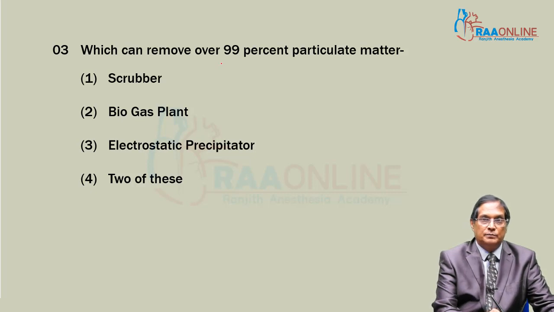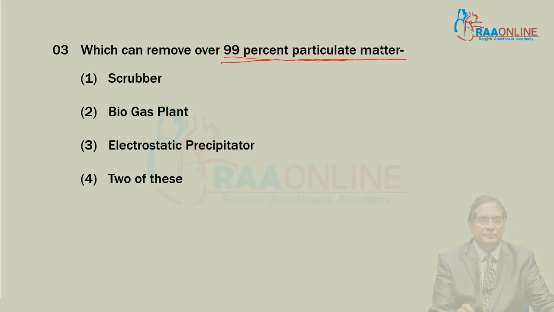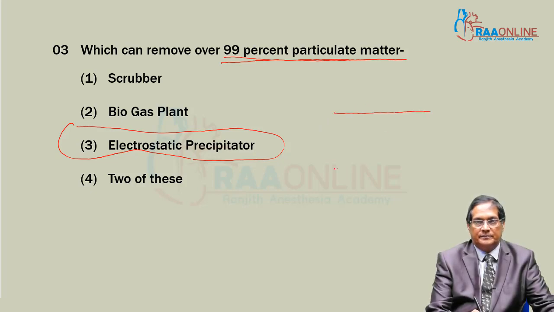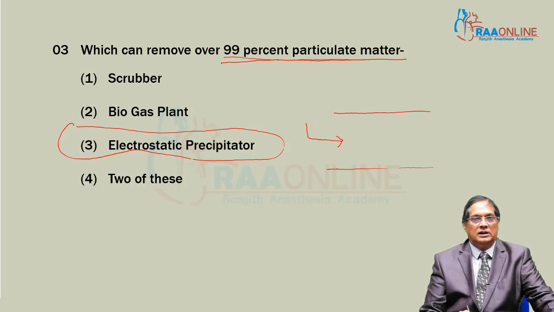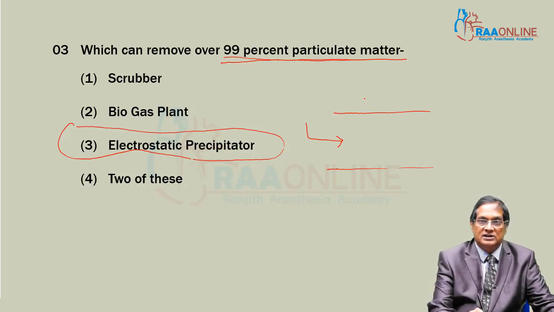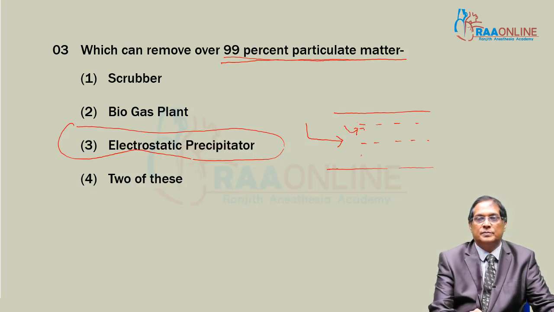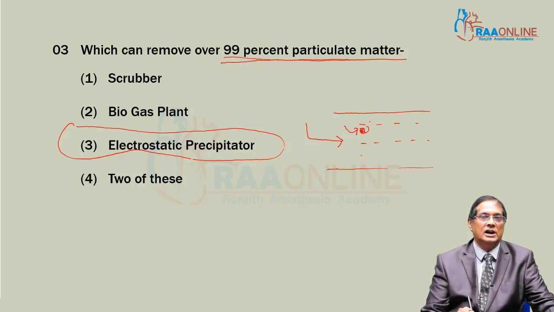Which can remove 99% of particulate matter? Particulate matter is in the form of droplets or fine particles. With regard to this, the electrostatic precipitator is mostly used. It's a device through which foul air is passed, and in it, high voltage current produces an arena of electrons, and the polluting particles of air get negatively charged.